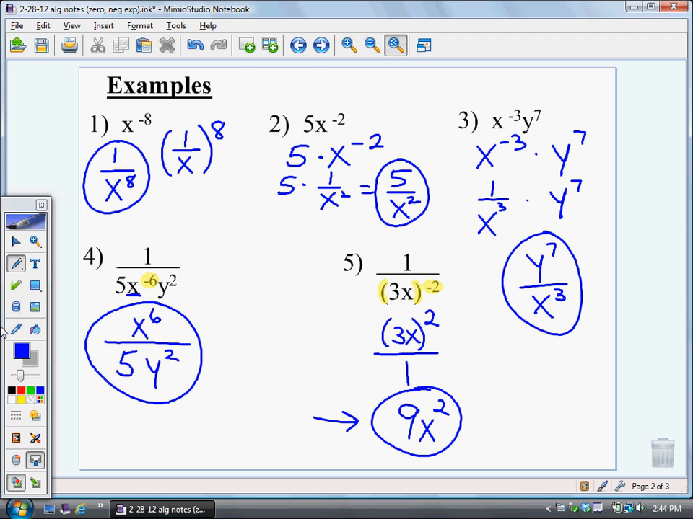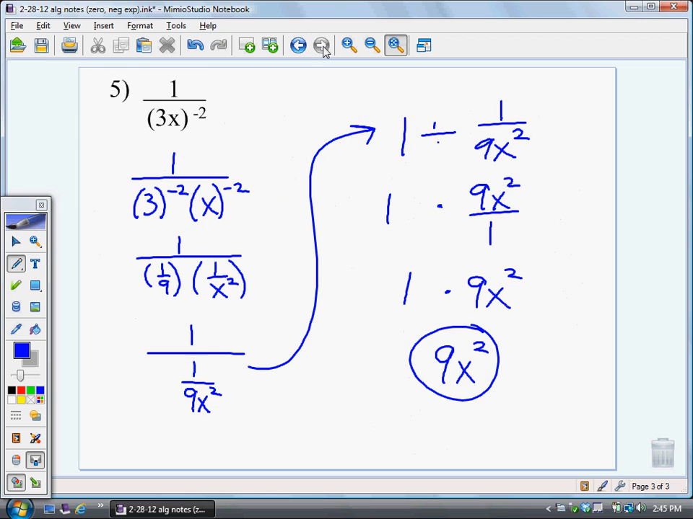You take the base, there's the base, move it to the numerator, 3x, parentheses around it, change the exponent from negative 2 to positive 2, and you just follow the rules there. 3 squared and x squared, you get 9x squared. Again, same thing that you have right there.